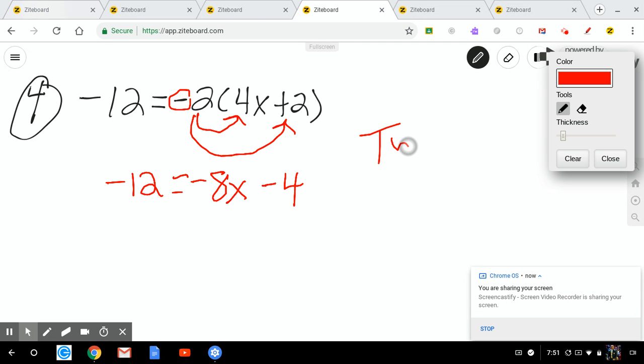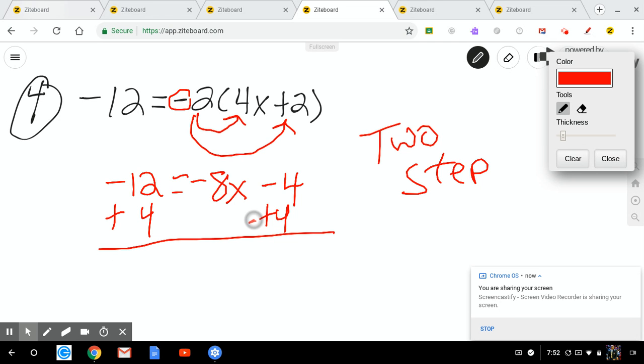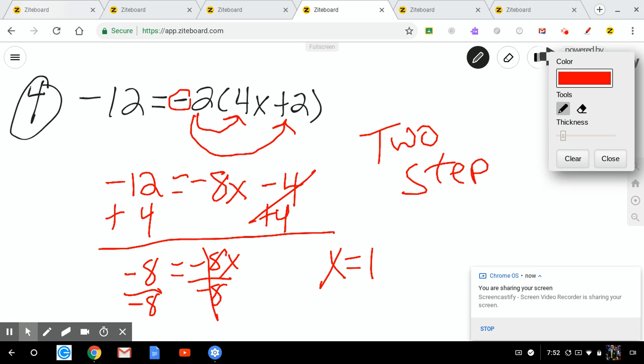Now, once again, I got a 2-step. Okay. Plus 4. Plus 4. This cancels. Negative 12 plus 4, put that in my calculator, I get negative 8 equals negative 8x. Now my last step is to divide both sides by negative 8. Divide both sides by negative 8. And when I get that, my answer is going to be x is equal to 1. Okay? And then that's my answer. All right? So those are those 4 examples. You can refer back to it if needed.